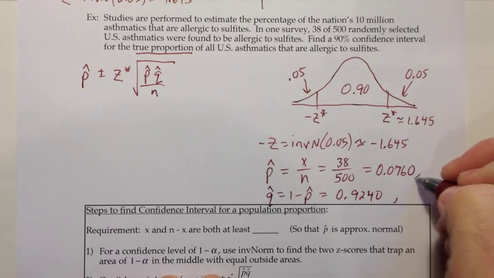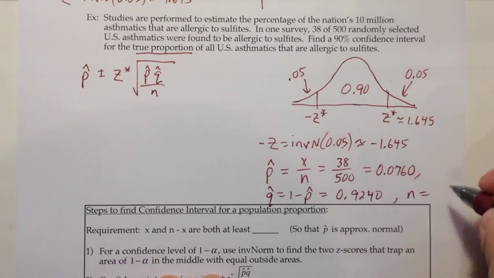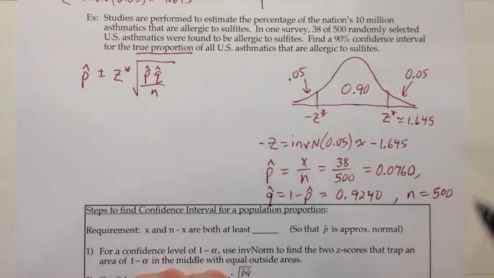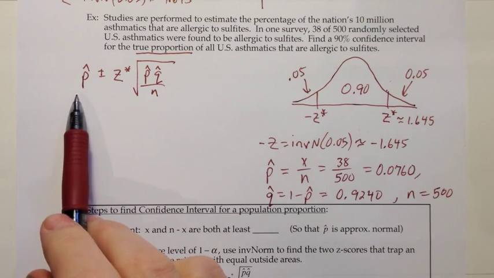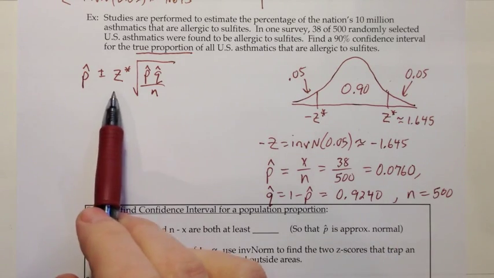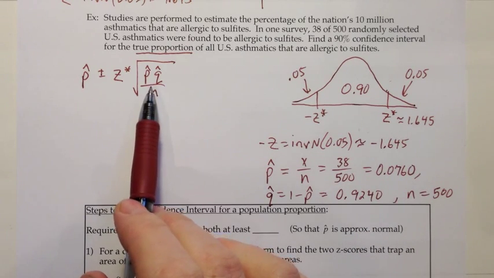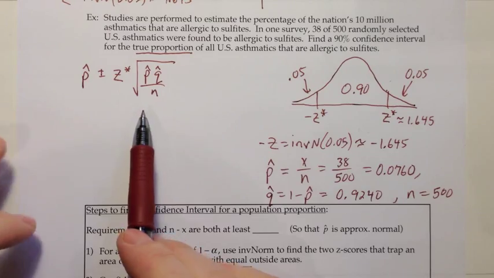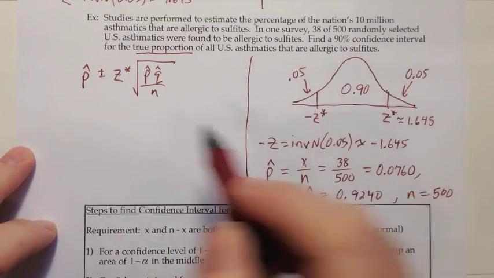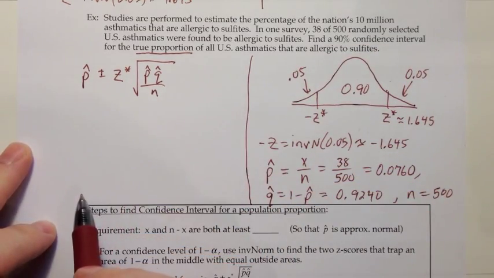And we could make one other piece in our list. The n was that denominator right there, which is 500. So now we have every piece we need. We know the p hat, 0.0760, and we know the z star, that's the 1.645, and we know our q hat from the 1 minus and the n from the sample size. So now let's take a look at the work over here, finishing off our confidence interval.